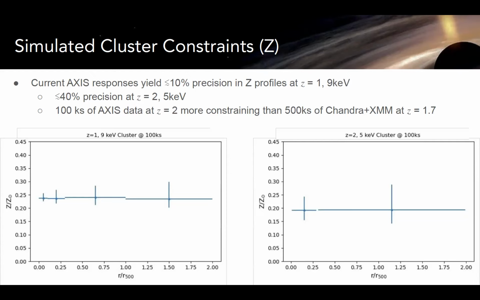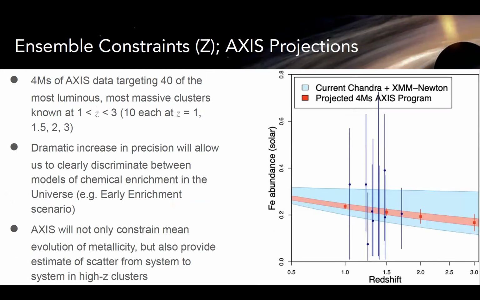In particular, that means that these measurements of cluster metallicity are primed for us to combine them in a statistical ensemble. So this plot on the right is essentially zooming into the outskirt metallicity figure that I was showing earlier, with the blue points and constraints representing the best constraints to date we can make with Chandra and XMM, totaling 1 megasecond of data. And the red points are what we are able to constrain metallicity evolution to using this projected 4 megasecond AXIS program targeting the 40 most luminous, most massive clusters between redshifts of 1 and 3.